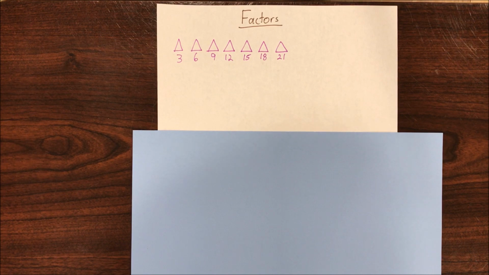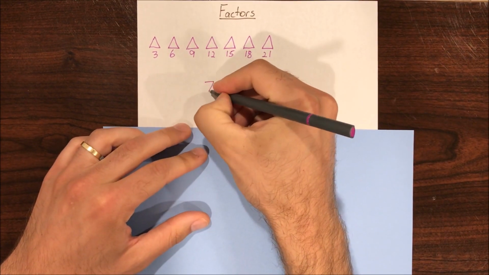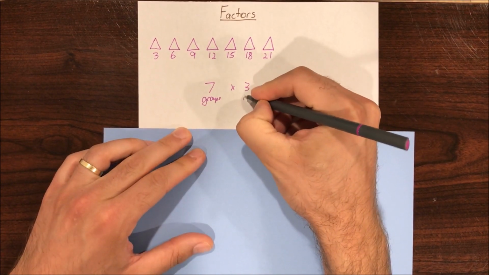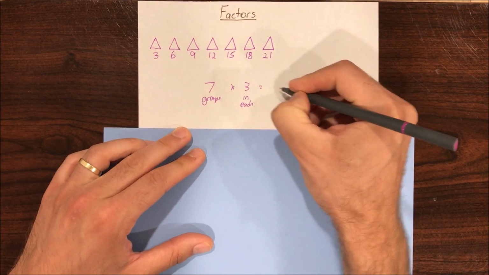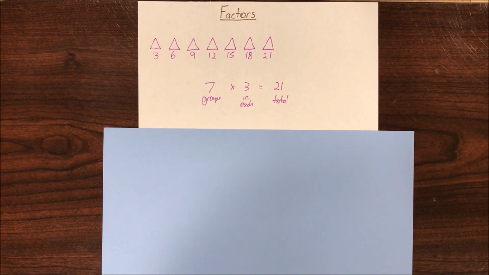You might have said that you knew 7 groups of 3 is 21, or thought 3 times 7 is 21. Some of you definitely remember that 21 is a multiple of 3, because we can multiply a number times 3 and get 21. So I'm going to record this number sentence on our visual anchor. So 7 groups times 3 in each equals 21 total.